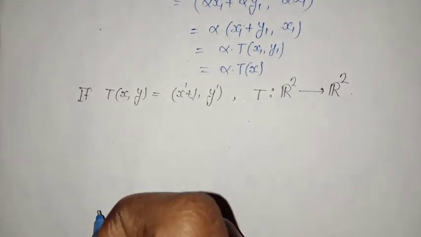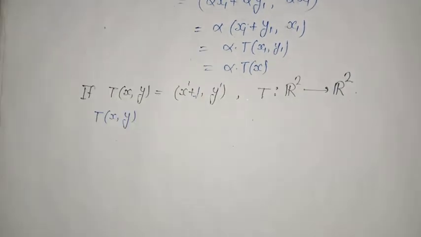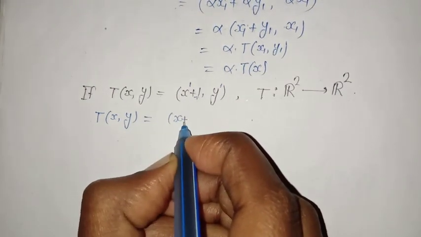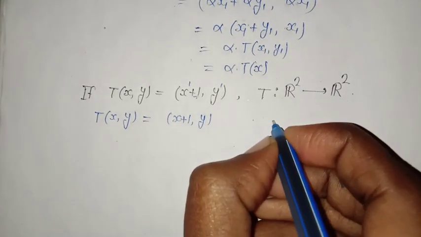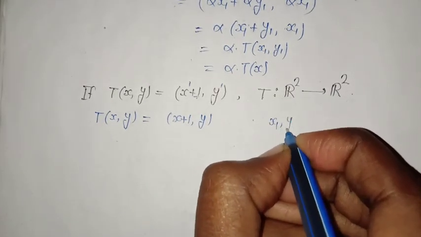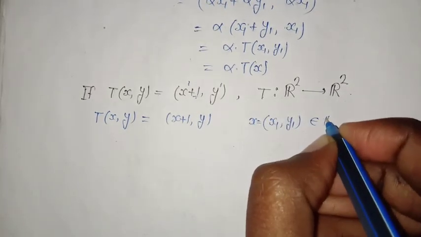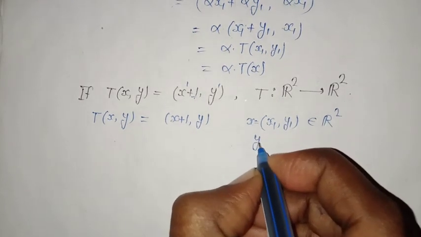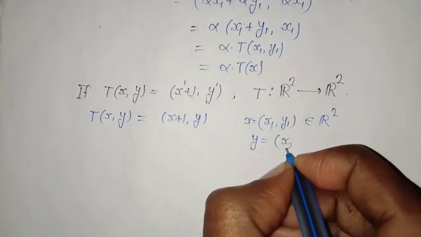And I will check it by all the properties of a transformation and show you that this is not a linear transformation. So let T of (x, y) equal (x plus 1, y). Since we are taking the vectors from R2, they must be in the form (x1, y1). Let x be equal to (x1, y1) belonging to R square, and let y be equal to (x2, y2) belonging to R square.